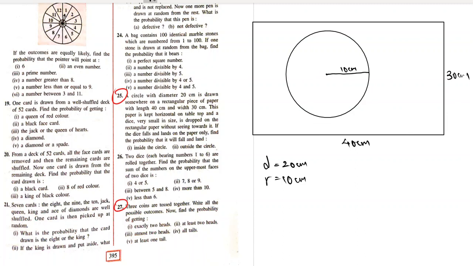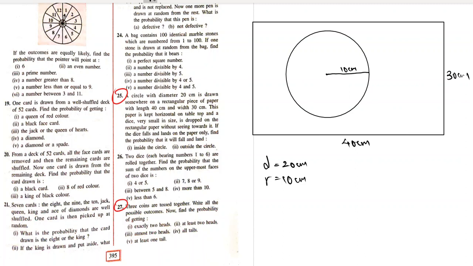This paper is kept horizontal on a tabletop and a dice very small in size is dropped on the rectangular paper without seeing towards it. If the dice falls and lands on the paper, only find the probability. Now if you are throwing a dice, it has been assumed that the dice will fall on the paper only. It will not fall outside the paper. So either it will fall in the rectangle somewhere or on the circle, which is inside the rectangle. What is the probability that it will fall and land inside the circle and outside the circle?